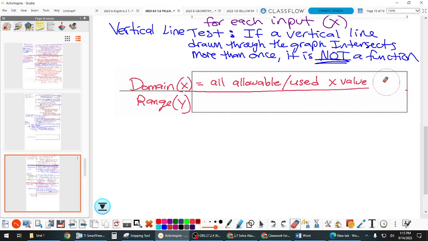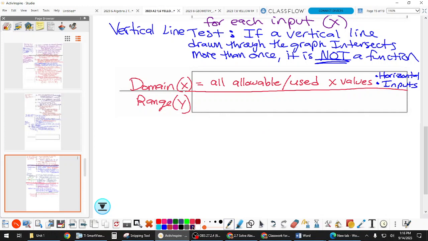I want you to write two words on the end here. This is horizontal, and it's inputs. When you're looking for the domain, you're looking horizontally across your graph. In fact, most of our key features are going to be x values. There's only just the range that's not. That's going to be confusing to some of you, unfortunately.